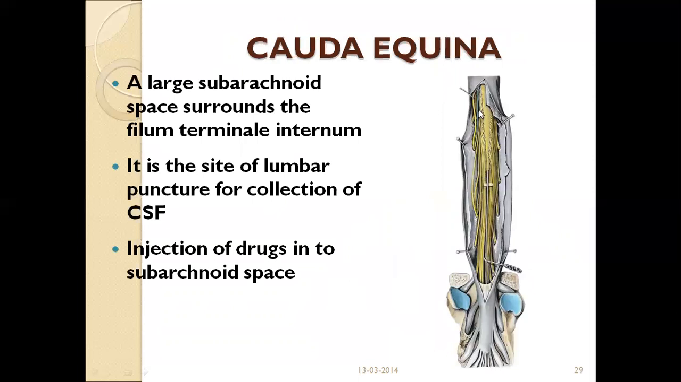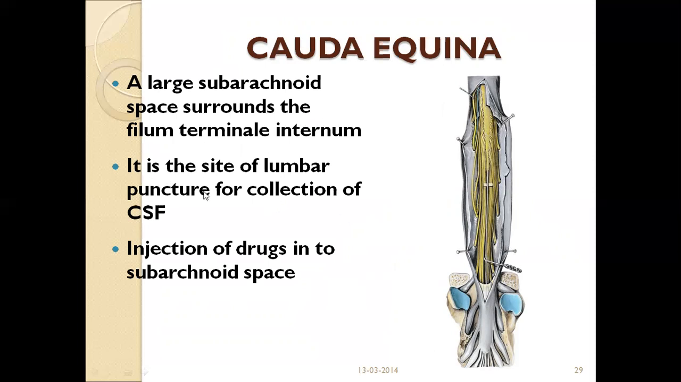Now, the conus medullaris, which we have seen at the level of L1, is the cone-shaped terminal part of the spinal cord. Below that level, all spinal nerves form a ponytail, like what girls put on, a horse tail-like appearance, which is called the cauda equina. So a large subarachnoid space surrounds the filum terminale internum.